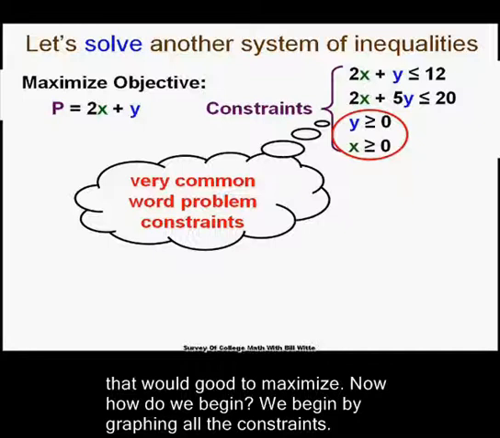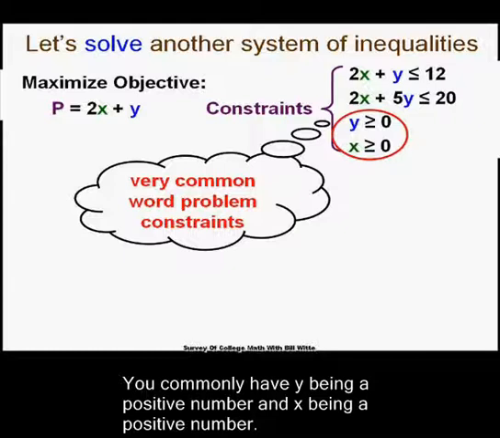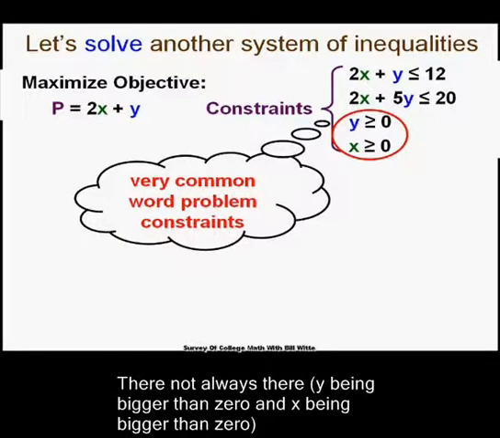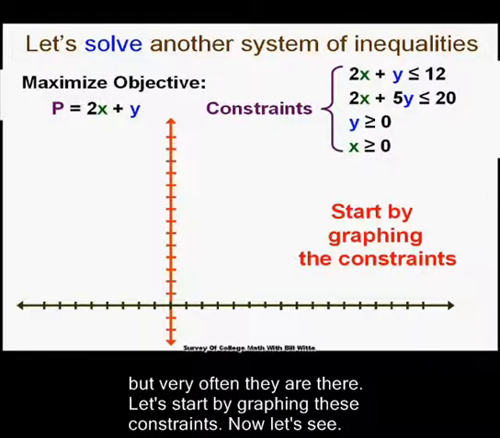We're going to begin by graphing all the constraints. And get used to these 2 constraints being there almost all the time. You have to get good at y being a positive number and x being a positive number. They're not always there, y being bigger than 0 and x being bigger than 0, but very often they are there. It's always been the start at the beginning. So let's start by graphing these constraints.